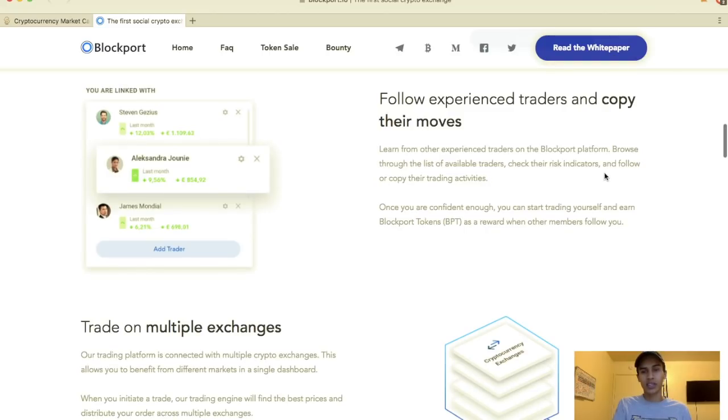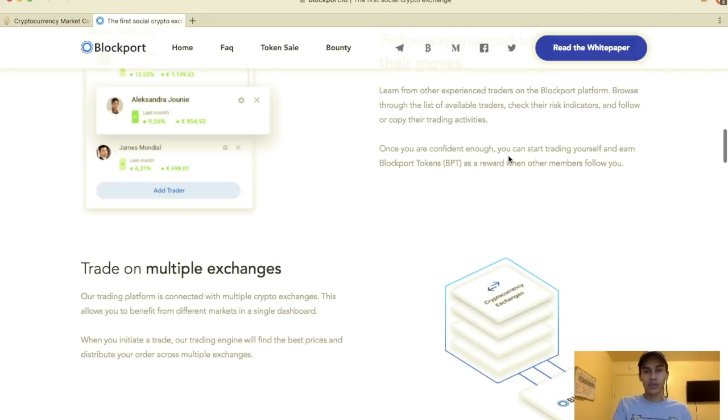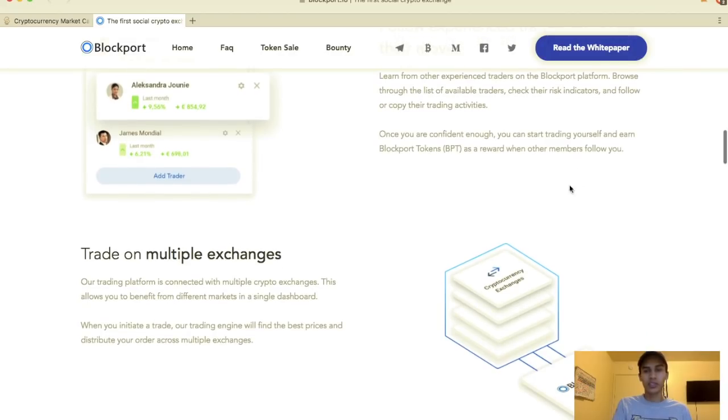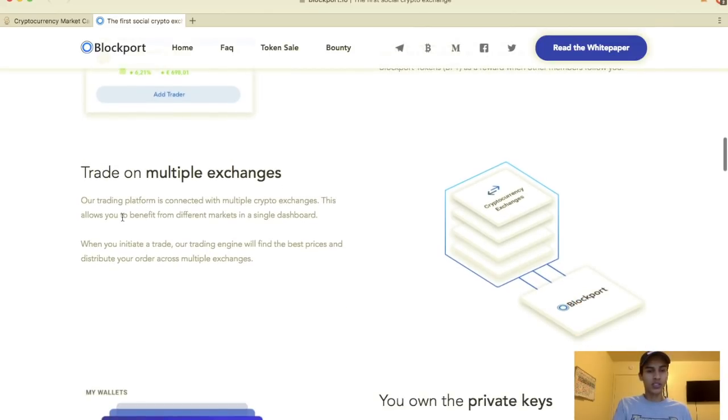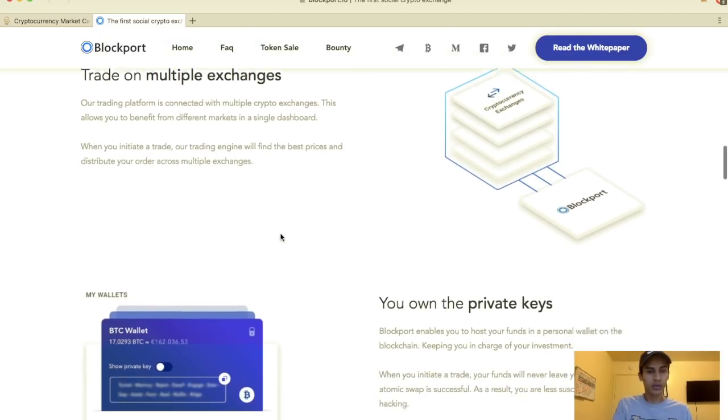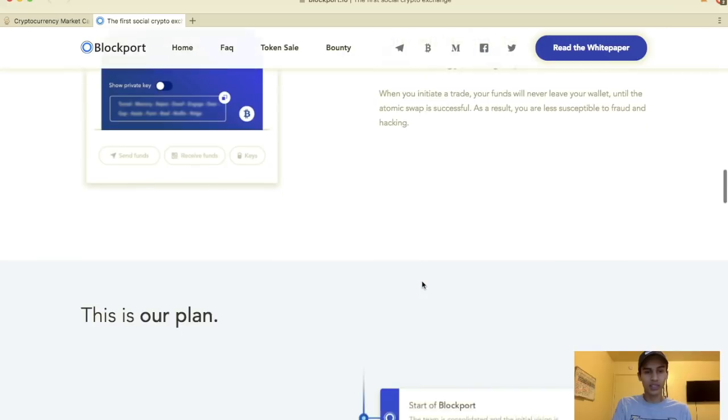Check their risk indicators. Follow or copy their trading activities. Once you are confident enough, you can start trading yourself and earn Blockport tokens as a reward when other members follow you. Cool, so you see, once you become an experienced trader, you can actually earn tokens by having people follow you. Trade on multiple exchanges or trading platforms connected with multiple crypto exchanges. This allows you to benefit from different markets in a single dashboard. Nice. You own the private keys.